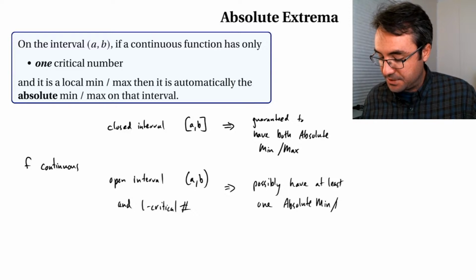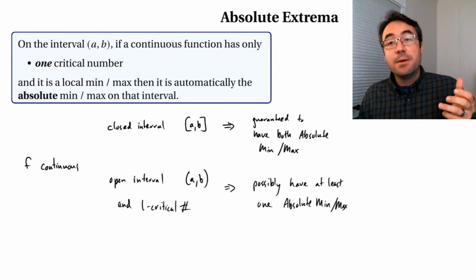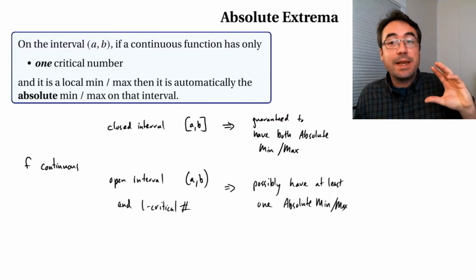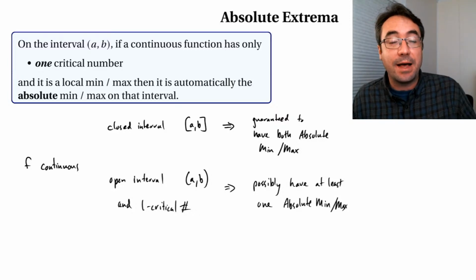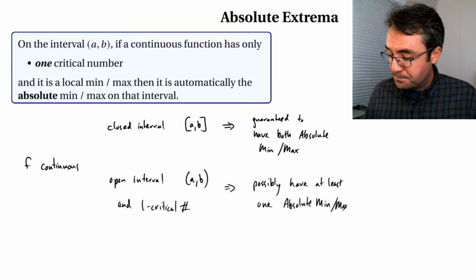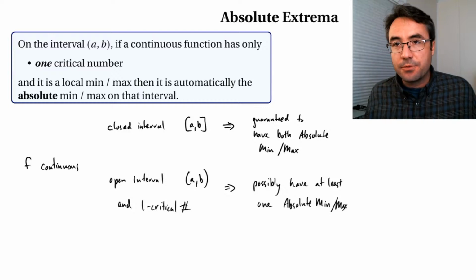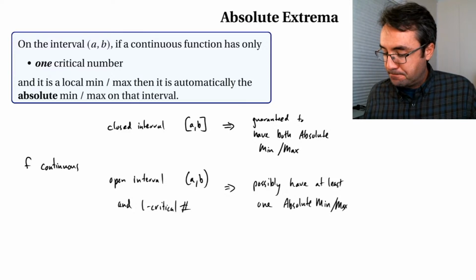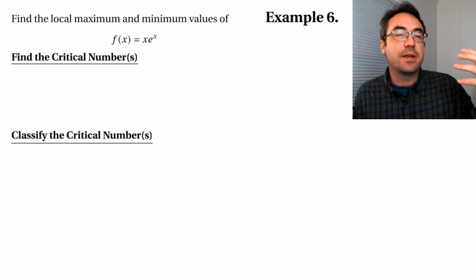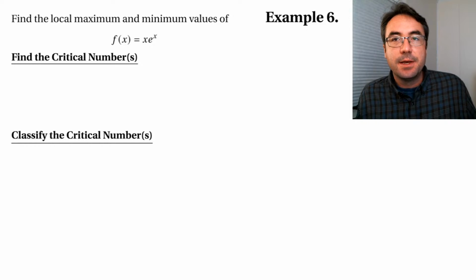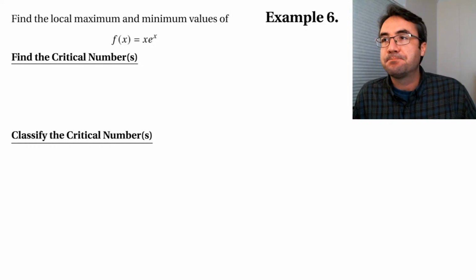We still have to go through our tests and figure out, do we have a min or a max, with the first derivative test or second derivative test. But if we do have a local min or max, we can actually say it's absolute. It's the lowest value or it's the highest value on that interval. So we'll try a couple examples next time, just going through the process again of finding the critical numbers and then classifying the critical numbers. But it'll be very similar to all the work we've done so far.